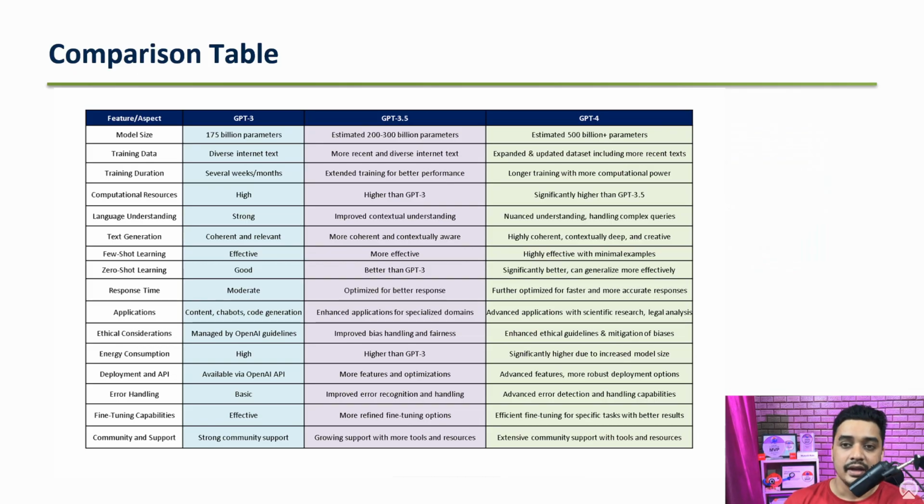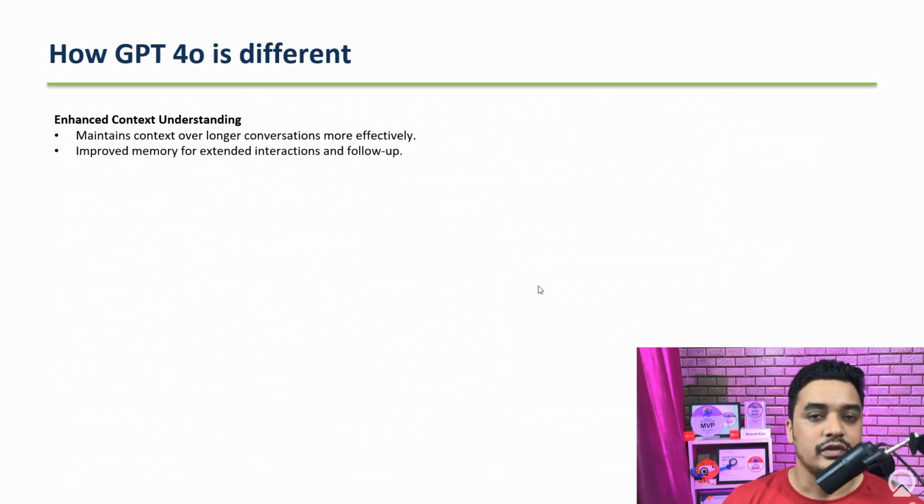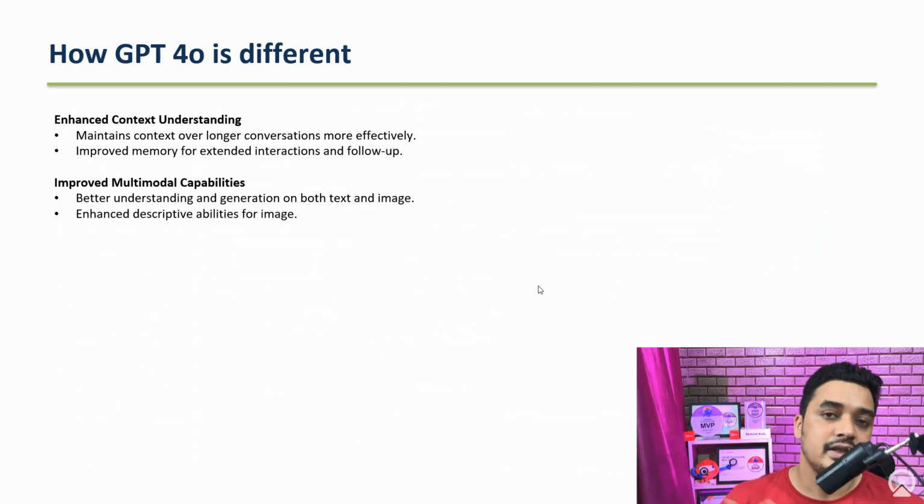Okay, and after that, how exactly is GPT-4o different? The first thing is enhanced context understanding, which means GPT-4o has more ability to understand the context. It can maintain memory, and it can create the context for a longer piece of data as well. As we have already discussed, it has multi-modal capabilities to work with different types of input formats.